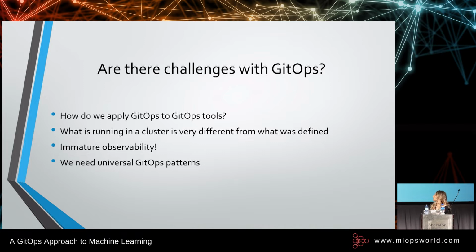The last challenge I have here on the list is we need universal GitOps patterns. Now, GitOps principles are actually quite simple and straightforward. So everything needs to be defined as code. Code is stored in Git. Git holds the desired state. And then machines converge the actual state into the desired state. But if you look at the GitOps tools in the market, they leave so many questions unanswered.